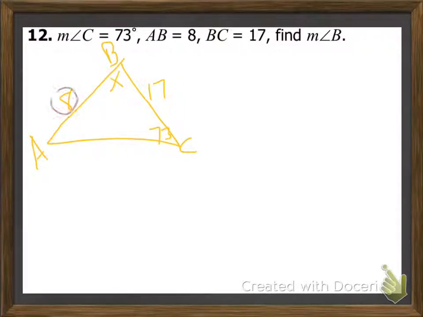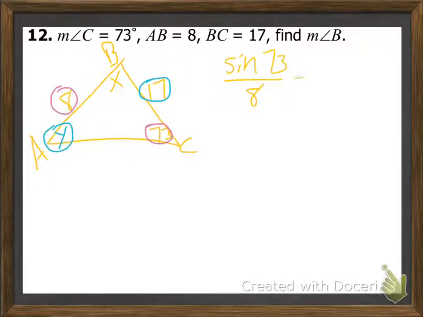So let's see what all goes together. 8 and 73 goes together. But x has nothing to go with over here. So same as last time. Your 17, however, can go with an angle over there. So we're going to have to put these together. So we're going to have sine of 73 over 8, and then sine of y over 17.